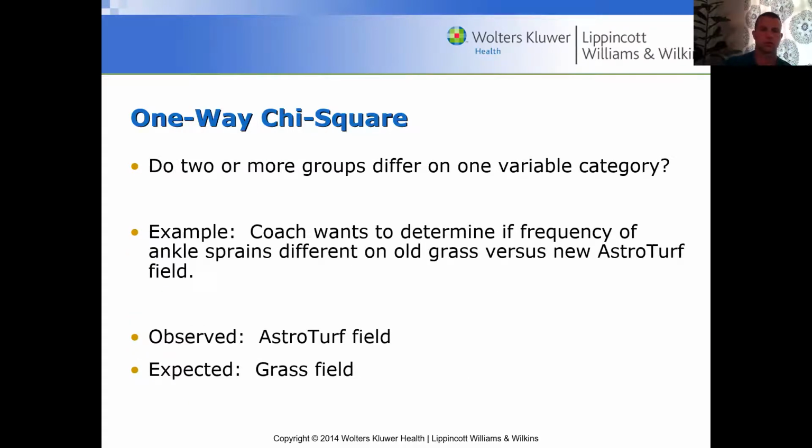A one-way chi-square asks, do two or more groups differ on one variable category? Example, a coach wants to determine if frequency of ankle sprains is different on old grass versus new AstroTurf fields. Observed would be the AstroTurf fields, but the expected is the grass field, okay?